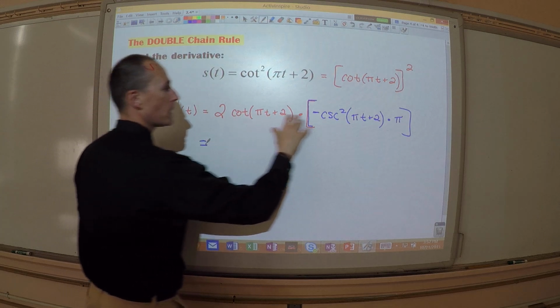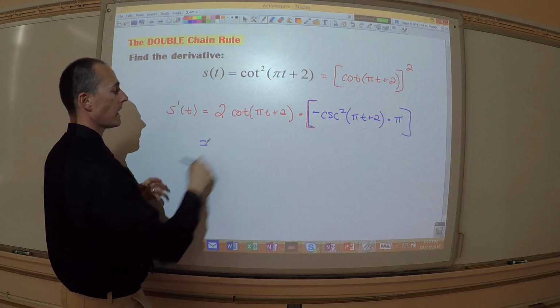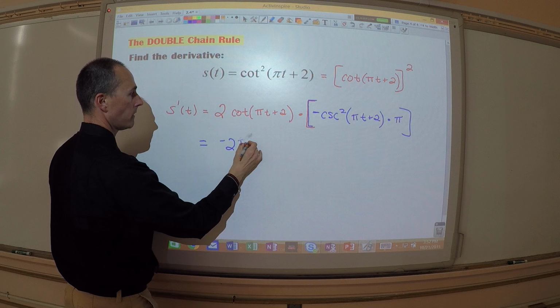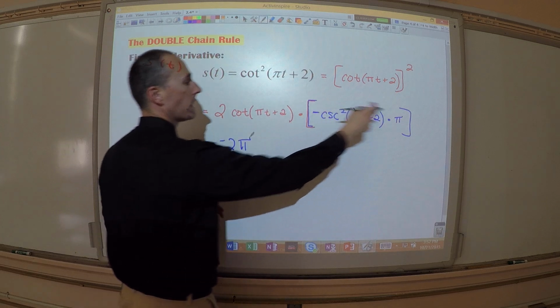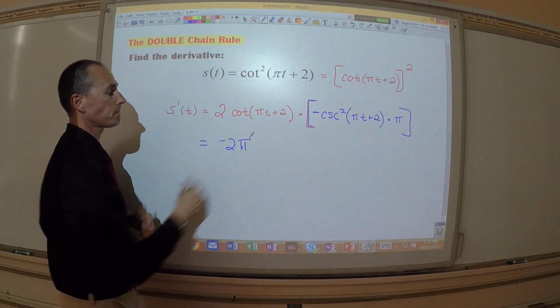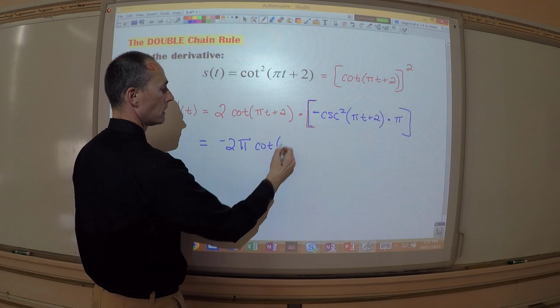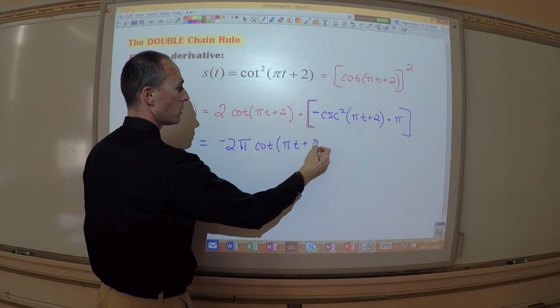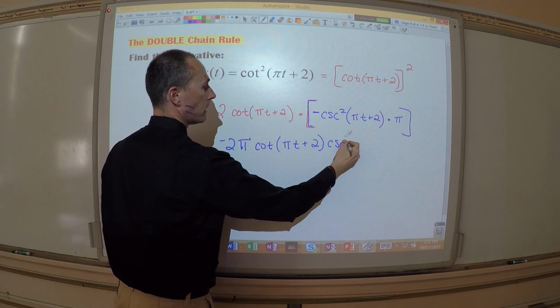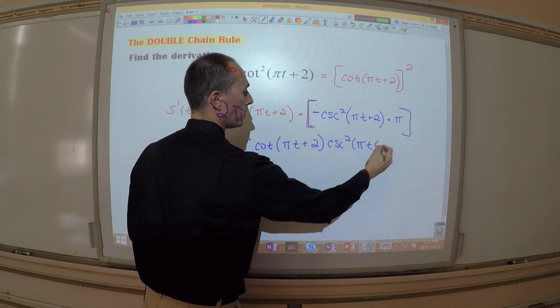Well, everything here is being multiplied. So we actually can say negative 2 pi. That takes care of that, that, and that. Cotangent pi t plus 2, and then cosecant squared pi t plus 2.